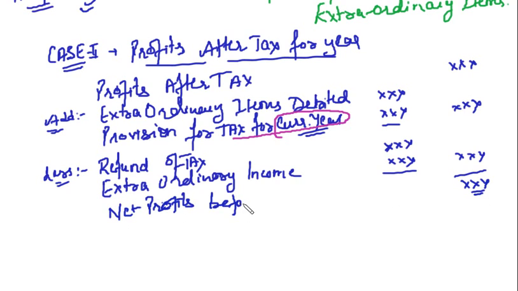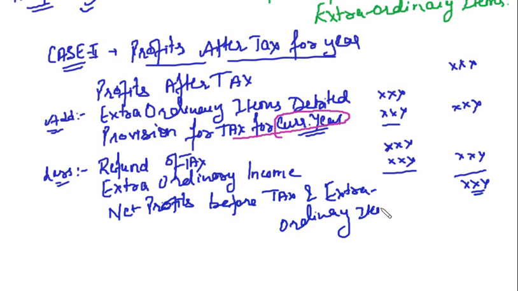So what you will get finally is net profits before tax and extraordinary items. Clear? This is how we will reach profits before taxes and extraordinary items.